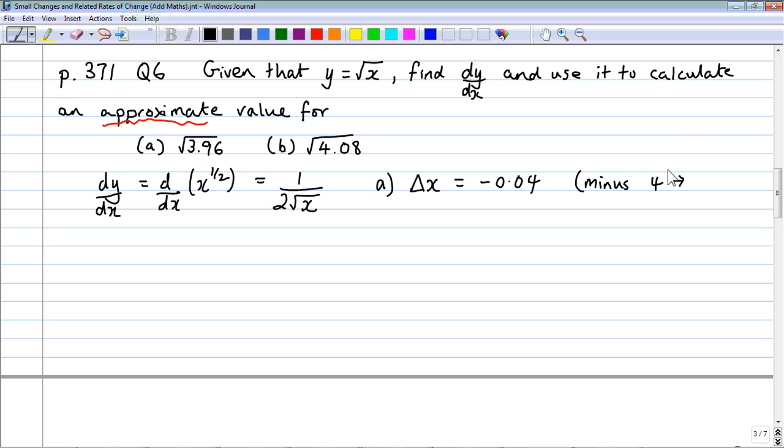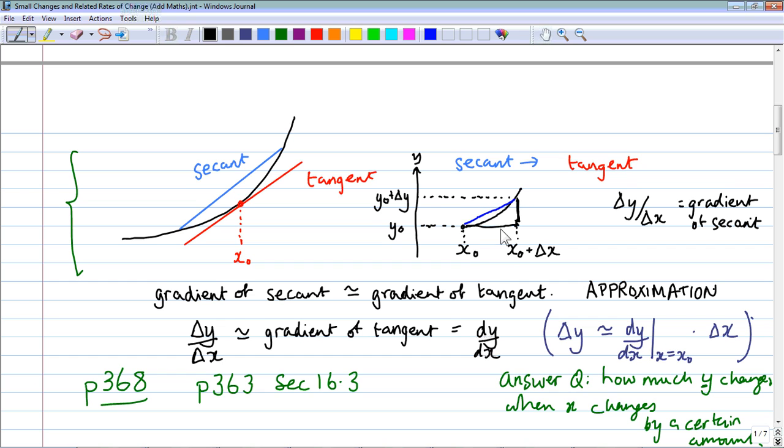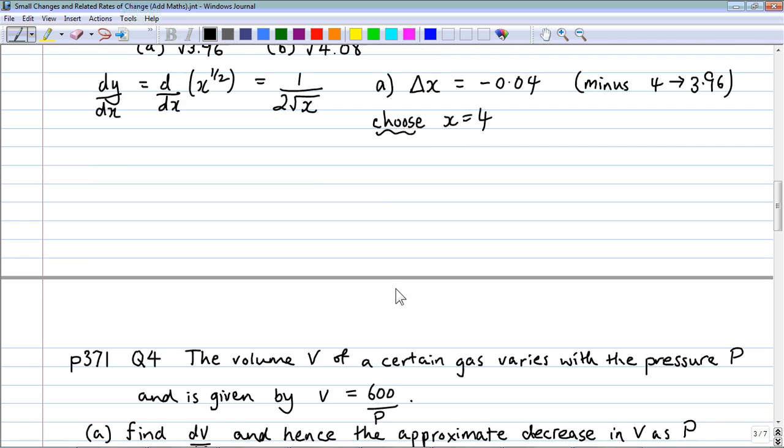Now you might ask, what am I talking about? What is the value of x? Well, I'm choosing an easy value of x, and I'm choosing an easy value of x which is close to the number I want. So 4 is close to 3.96. Because 4 is close to 3.96, it means that on this diagram, delta x is a small number. And because it's a small number, the inaccuracy of this approximation will be small.